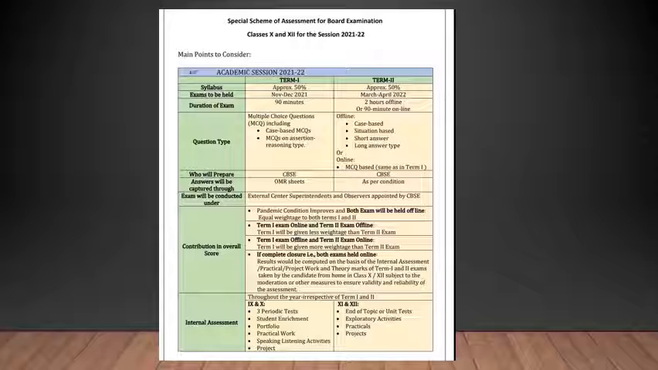In the case of 9th and 10th, there are 3 periodic tests, student enrichment portfolio, practical work, speaking and listening activities, and project. In the case of 11th and 12th particularly, end of topic or unit tests, then exploratory activities. So whatever activities we conduct to find out all that, maybe even listening and speaking skills, all those activities, practicals and projects are going to be part of internal assessment for 12th.